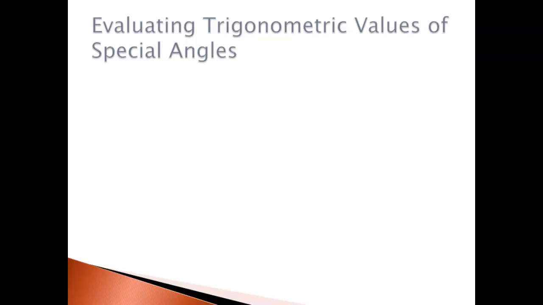So first we're going to talk about how we can evaluate trig values of special angles. So these are angles of special triangles. So you memorize these as a 30-degree angle, the 45-degree angle, the 60-degree angle. So we'll be working with those today.